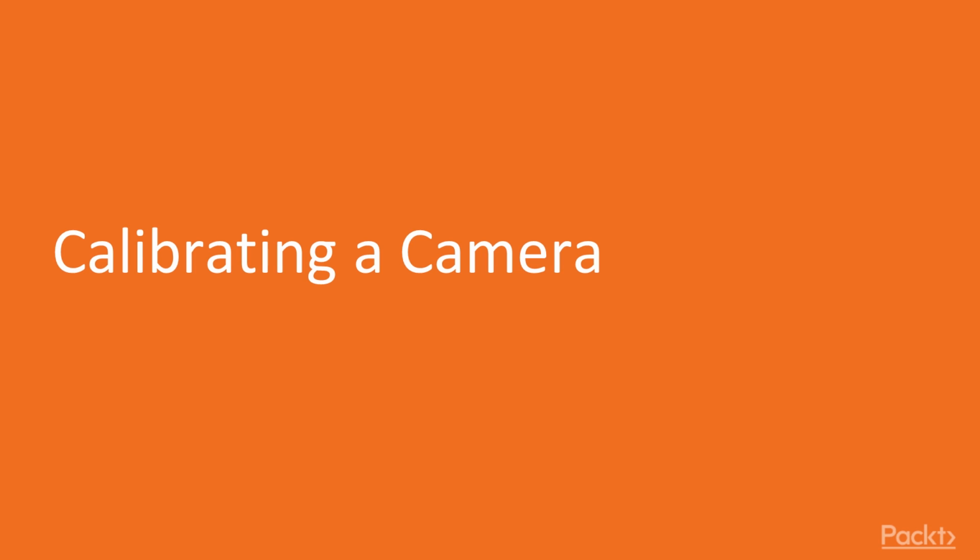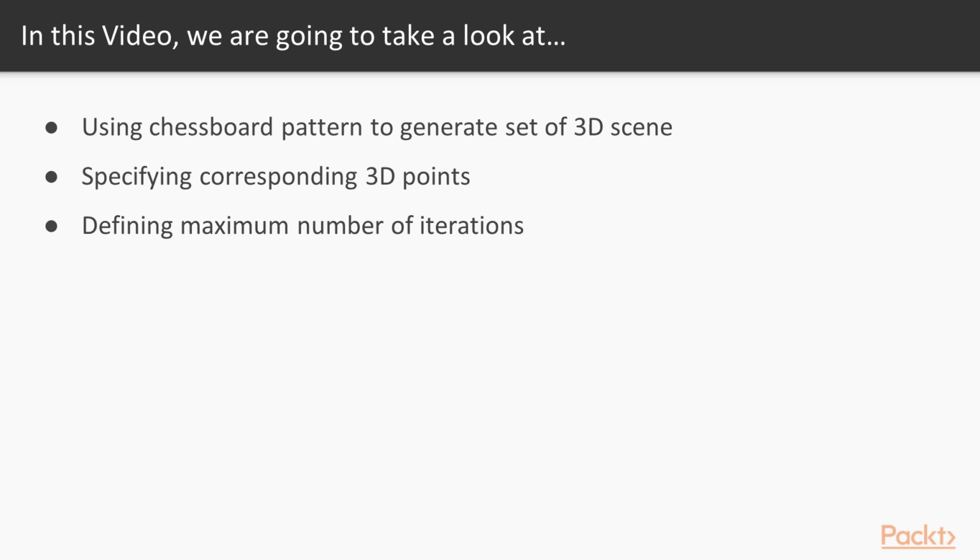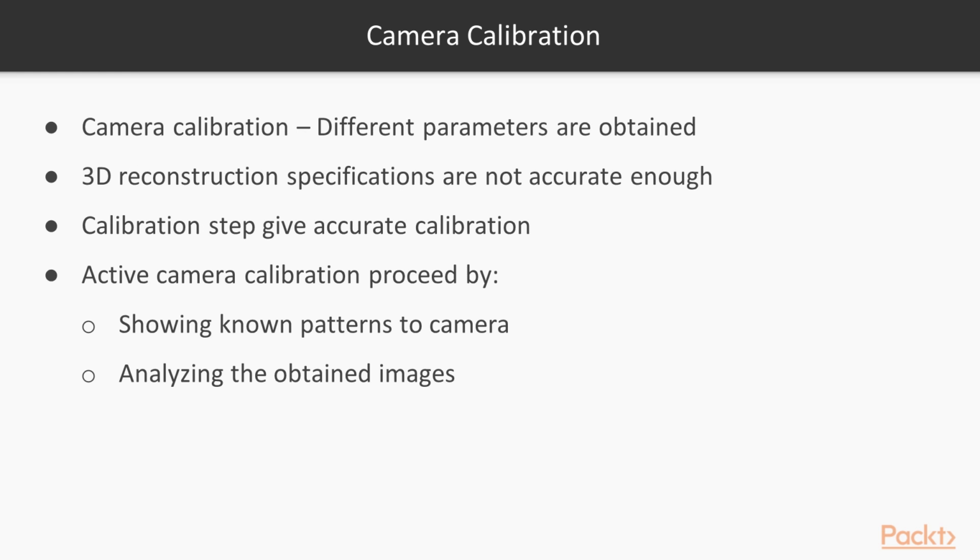Now we move on to the first video, calibrating a camera. In this video, we will use the chessboard pattern to generate the set of 3D scene points, then specify the corresponding 3D points, and finally define the maximum number of iterations. Camera calibration is the process by which the different camera parameters are obtained.